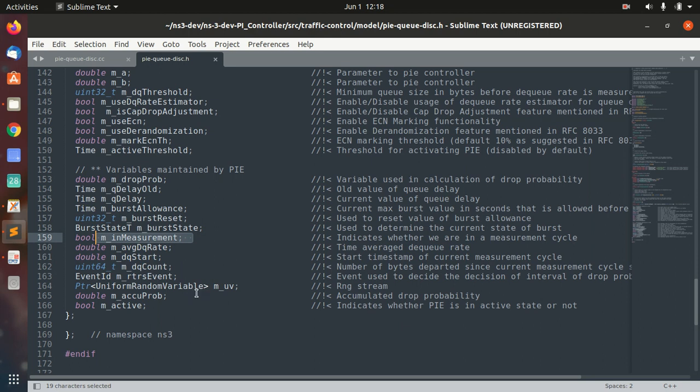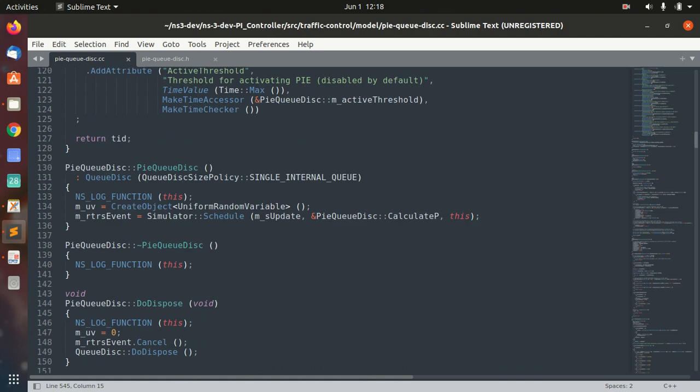And apart from that, one most important thing is the mActive variable. Basically the mActive variable is an indicator of whether the PIE algorithm is turned on or off. If it is initially off, then with the help of this threshold, if the queue delay crosses this active threshold value, then we activate the PIE algorithm. If the queue remains idle for a certain amount of time and the drop probability is 0, and the queue delay and the old queue delay are also 0, we deactivate the PIE algorithm. Now let's see the actual implementation of all these functions.